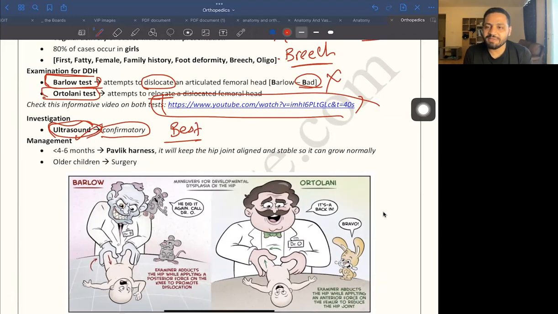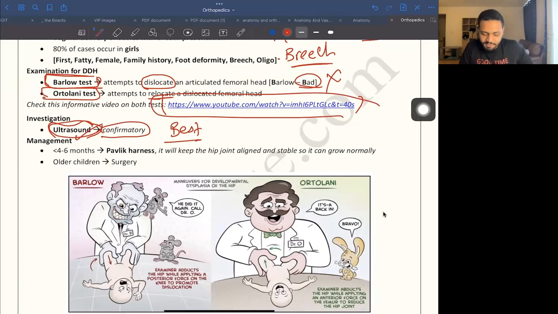So what's your management? There is something called the Pavlik harness, which is some kind of a cast that takes all the hip down to the leg and keeps the joint in the right place for a longer time, maybe 4 to 6 months or maybe up to a year. And it will keep it aligned until the child grows and things will be better. Sometimes there is surgical intervention as well, but it's not very common because the Pavlik harness is very successful.